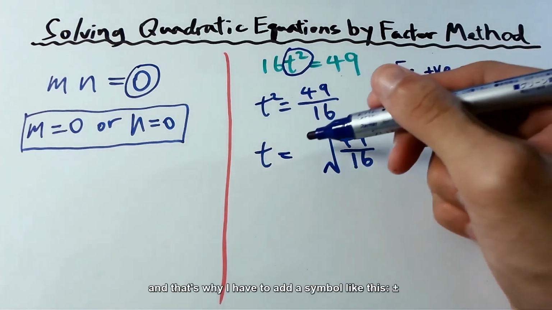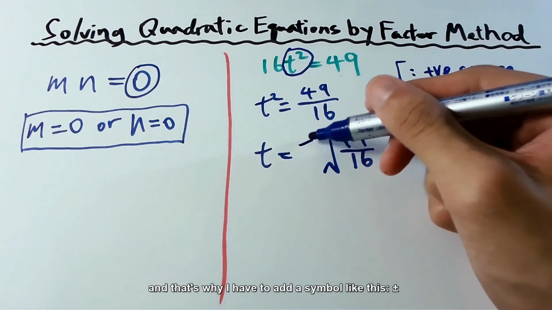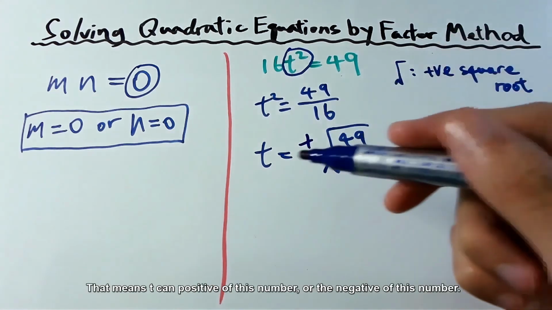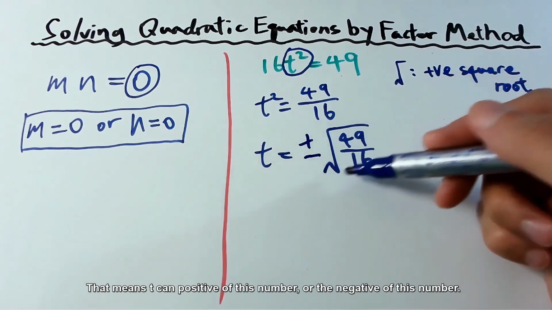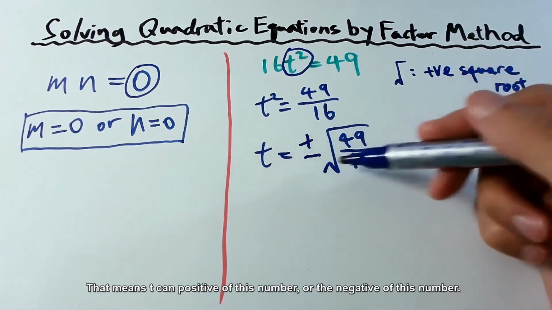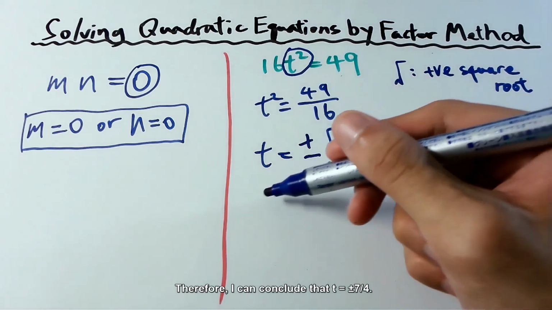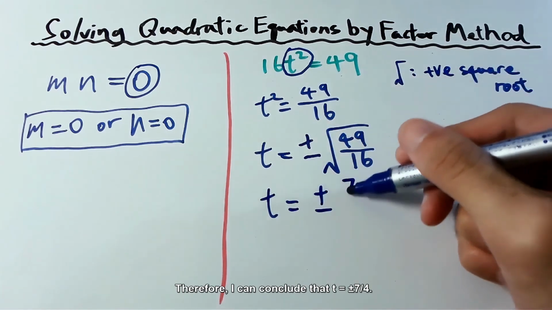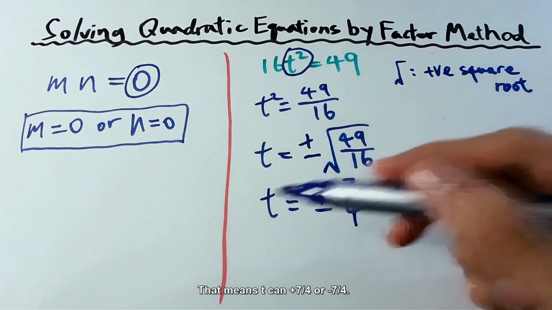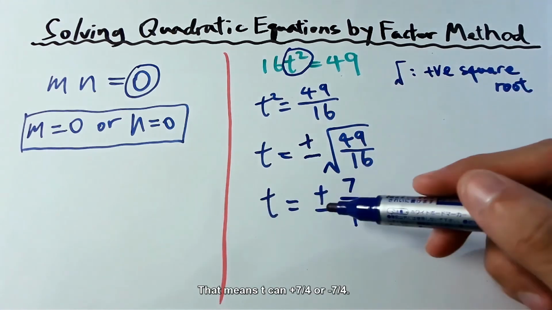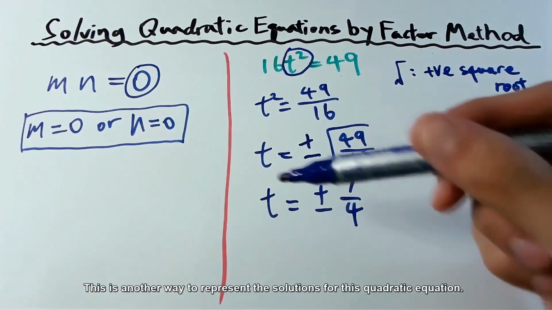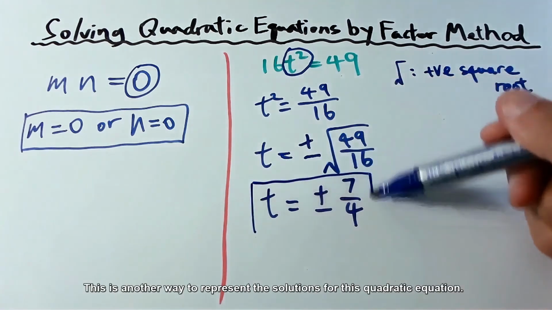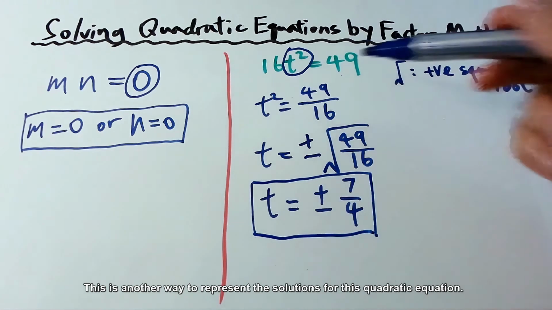And that's why I have to add a symbol like this, plus or minus. That means t can be positive of this number or the negative of this number. And therefore, I can conclude that t is equal to plus or minus 7 over 4. That means t can be positive 7 over 4 or minus 7 over 4. This is another way to represent the solutions for this quadratic equation.